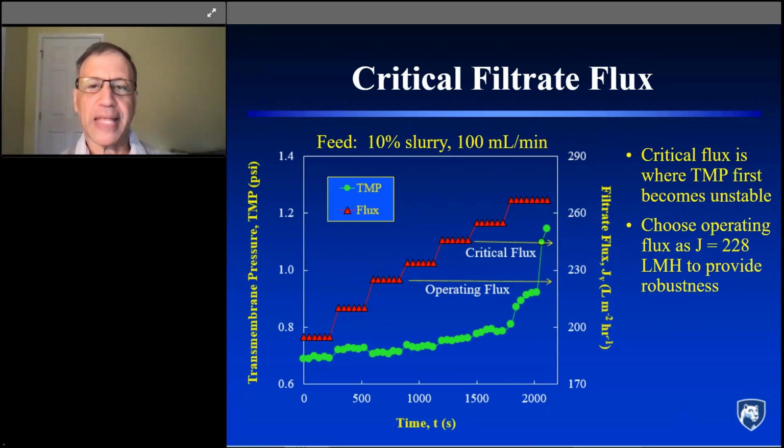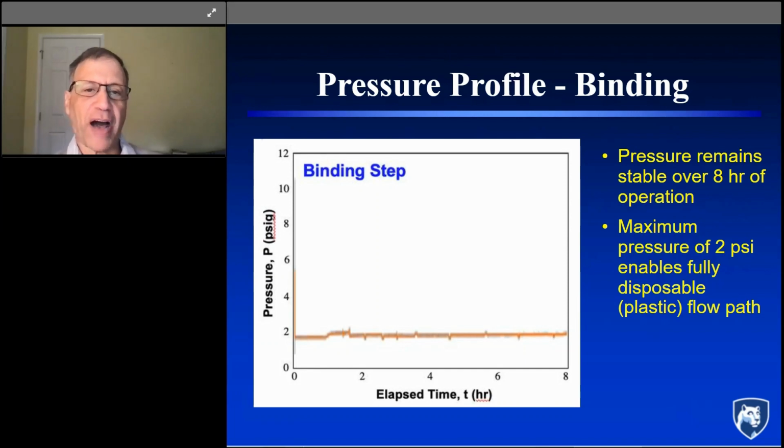And we choose to operate usually about 10 to 20% below that critical flux to avoid membrane fouling in the system. This is typical data for the pressure profile in the binding step, operated below the critical flux. This was for an 8-hour process. You can see the pressure remains completely stable. There's no fouling of the membrane modules. In addition, the maximum pressure is only about 2 psi, in contrast to the 100 plus psi that's used in column chromatography. This makes it very easy to develop fully disposable systems in which the entire flow path is just plastic tubing without any of the stainless steel piping that might be required for large pressure operation.